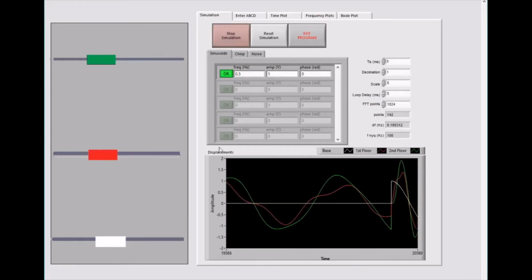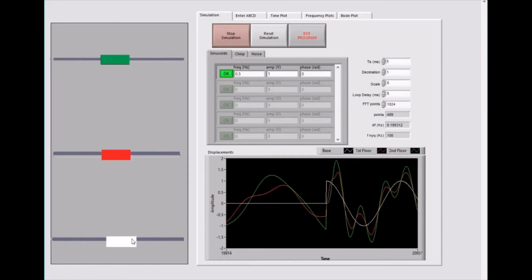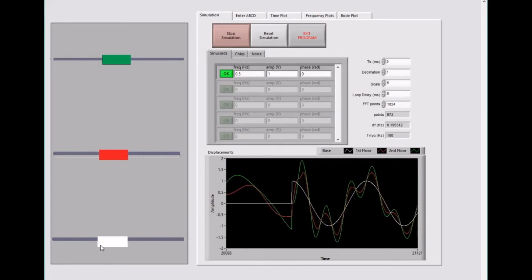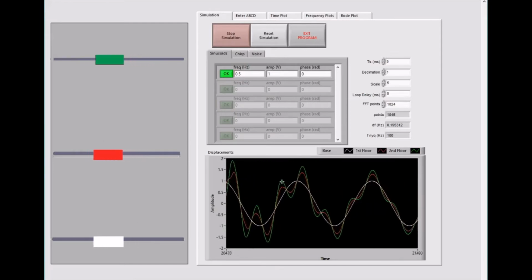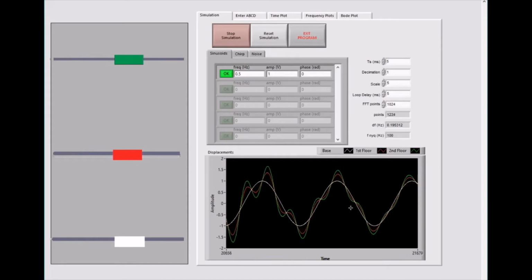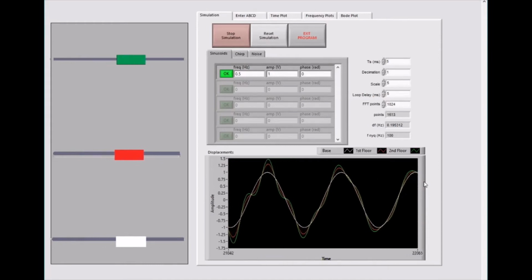This is a case where the base is moving slowly, with a frequency of 0.5 hertz. It goes back and forth once every 2 seconds. We do have some transient response, but we just let it run for a long time and see what happens.